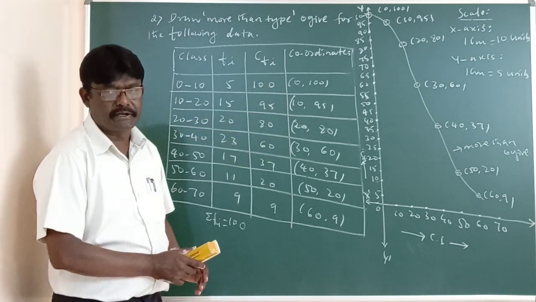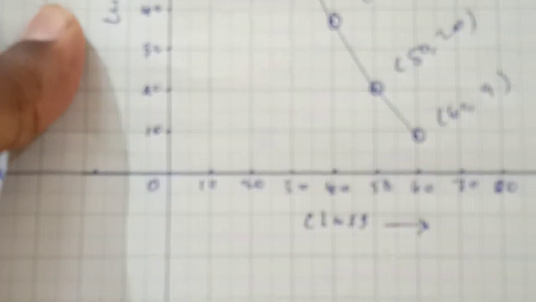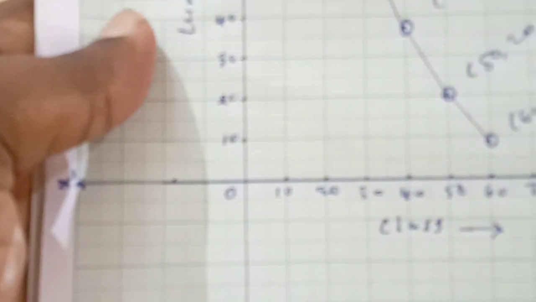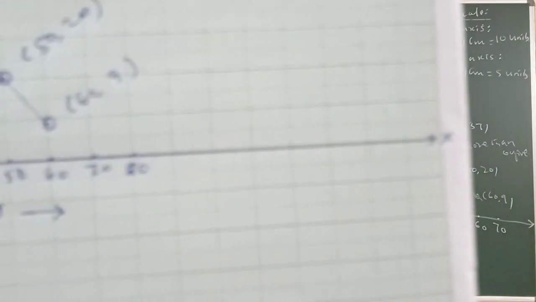Now look at the graph. Okay, children, now look at this. Here the graph sheet is divided into quadrants, and the x-axis and y-axis are drawn. Then see the scale.